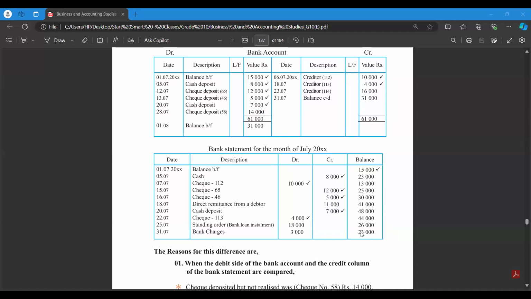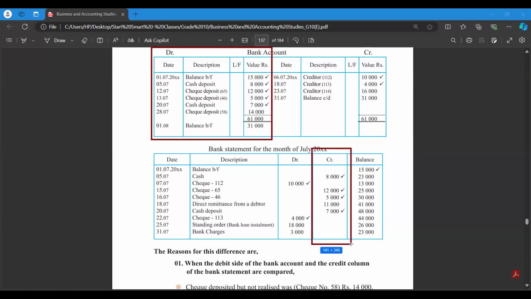And now it's time for us to compare the debit with the debit and the credit with the credit. All right. So I'm just going to draw a rectangle around it so it's easy for y'all to understand things. So this is called the receipt side. The debit side is called the receipt side, and the credit side is called the payment side, right? So the debit side with the credit side of your bank statement should be compared.